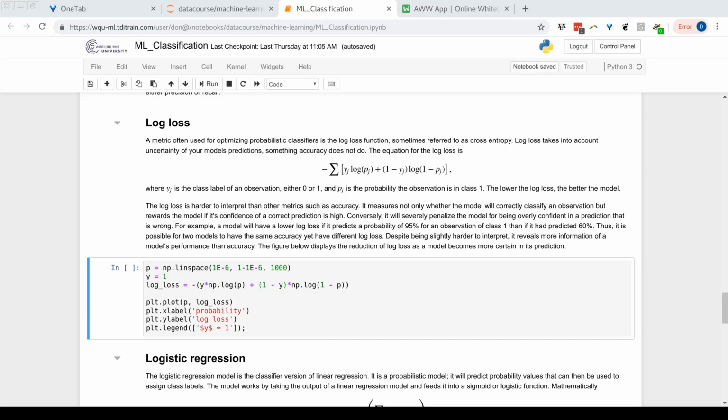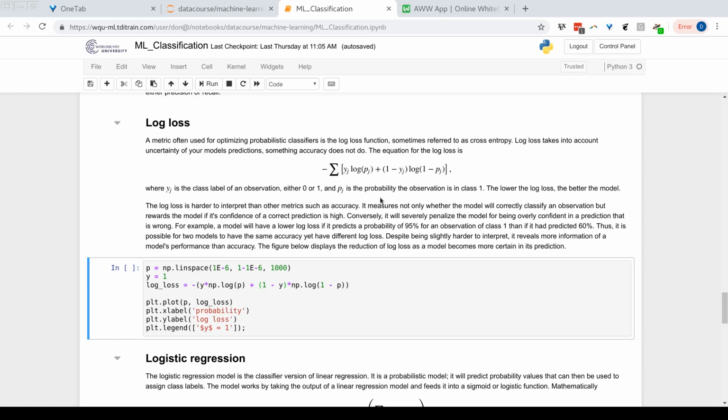Log loss, or cross entropy, is another metric you can use for probabilistic models. What log loss is going to do is take into account the uncertainty of your model's predictions. This is something that accuracy does not do. So the equation for log loss is here.